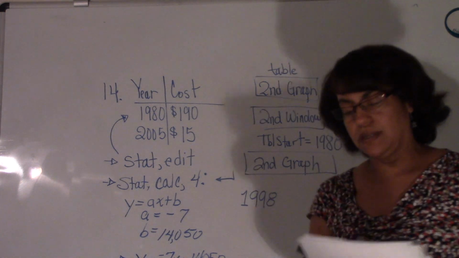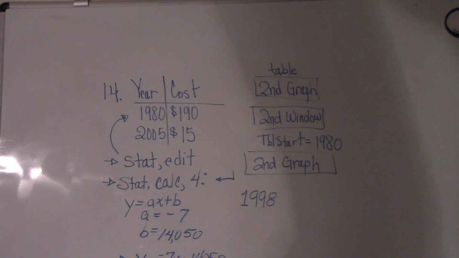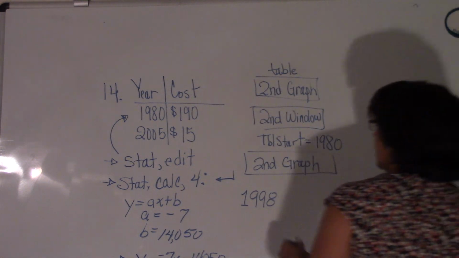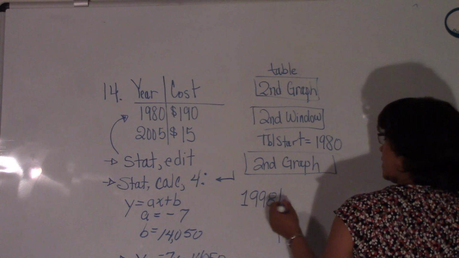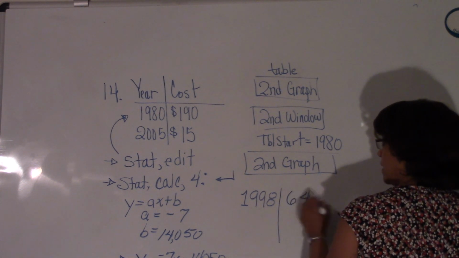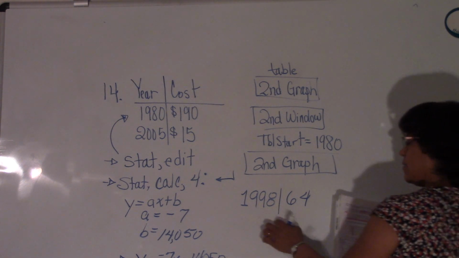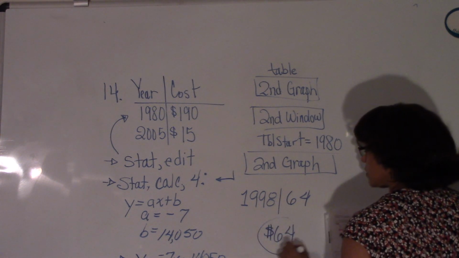It's very hard to see. I'm going to get closer to this light. So at 1998, I see 64. I noticed that when my X column has the year of 1998, my Y column has 64. That means in 1998, the calculator cost would be $64.